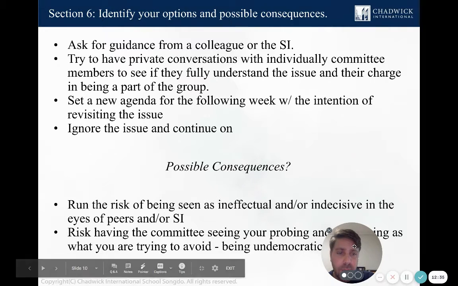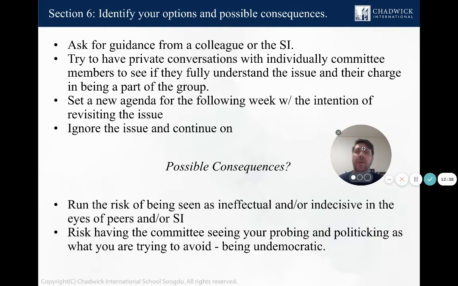So there's a few options that Susan could follow. First and foremost, she could ask for some guidance from a colleague and get an outside eye, or she could go directly to the superintendent to explain the situation and see what course of action he or she would recommend. She possibly could have private conversations with individual committee members to see if they fully understand the issue and their charge in being part of the group. You could set a new agenda for the following week with the intention of revisiting the issue, or you could just ignore the issue and continue on.